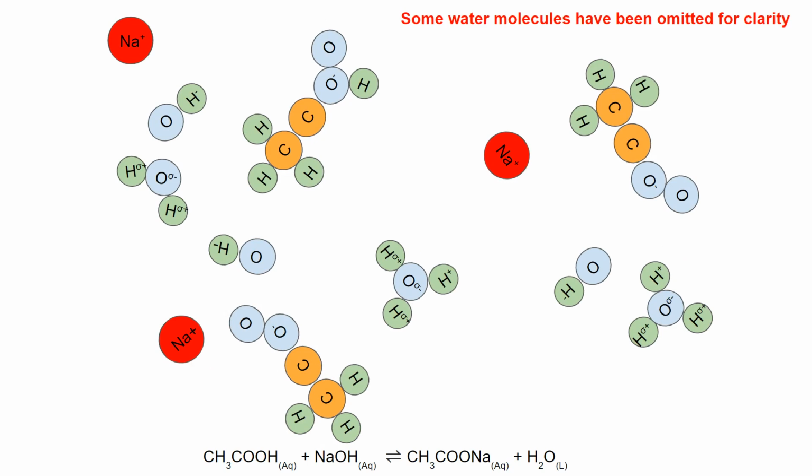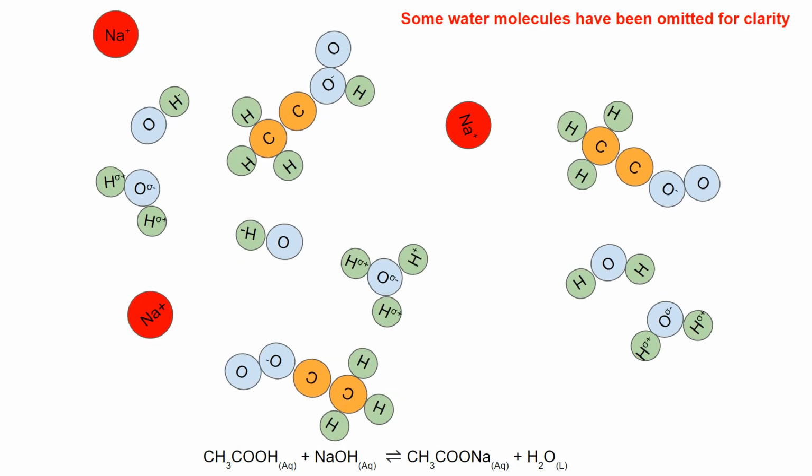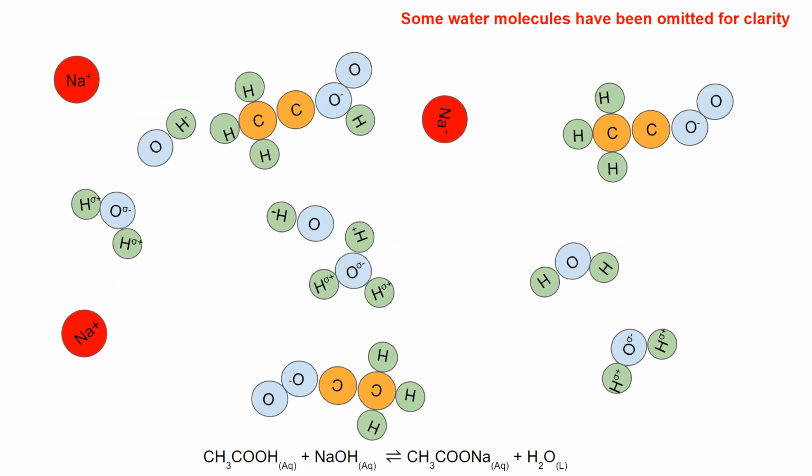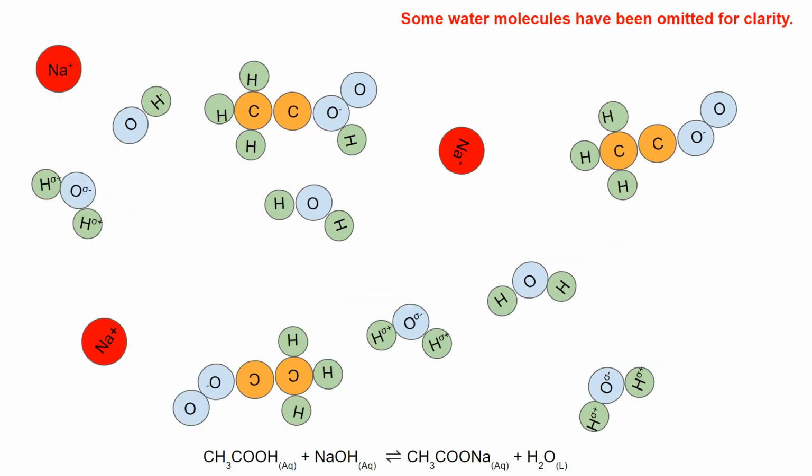The positively charged hydronium ions are attracted to the negatively charged hydroxide ions by electrostatic attraction, forming water, H2O, a covalent compound. Without water molecules, due to the large difference in electronegativity, negatively charged acetate is attracted by electrostatic attraction to positively charged sodium ions to form CH3COONa, the ionic compound sodium acetate.